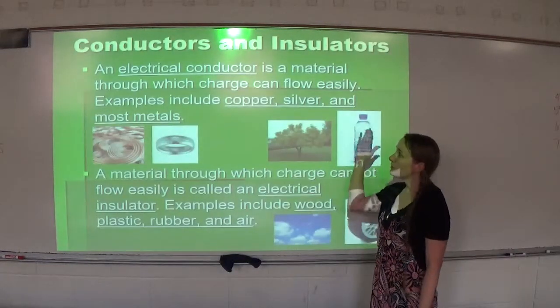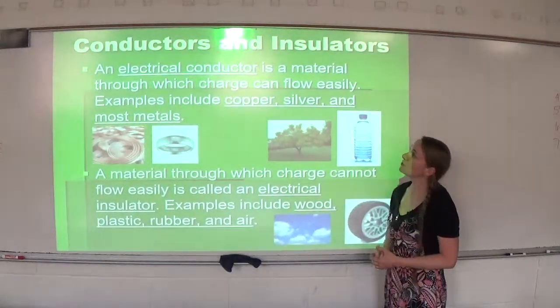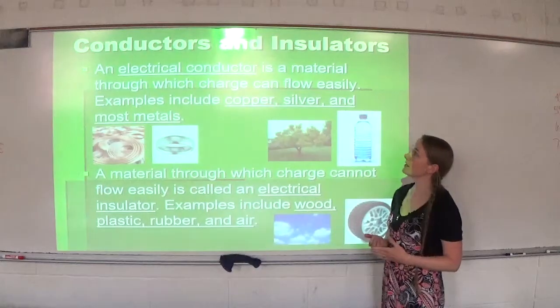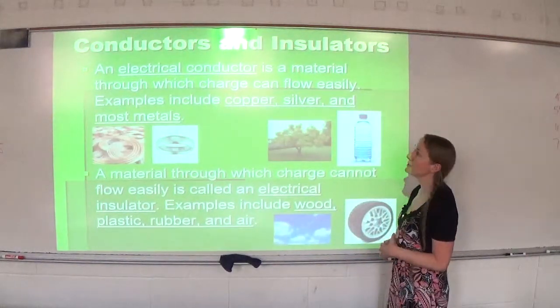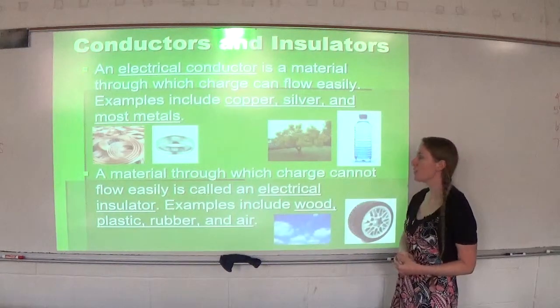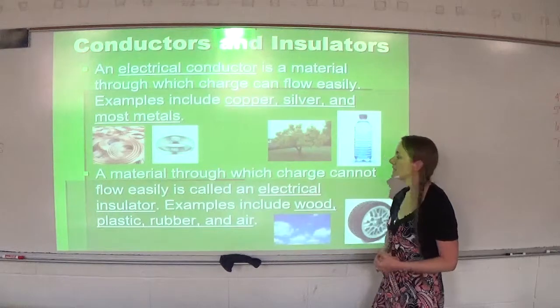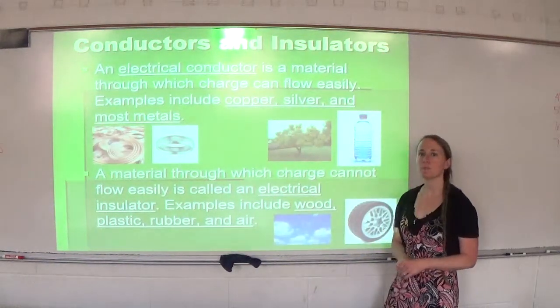Let's talk about the difference in conductors and insulators. An electrical conductor is a material through which charge can easily flow. Examples include copper, silver, and most metals. Those all tend to be good conductors. A material through which charge cannot flow easily is called an electrical insulator. Examples include wood, plastic, rubber, and air. Those are examples of insulators.